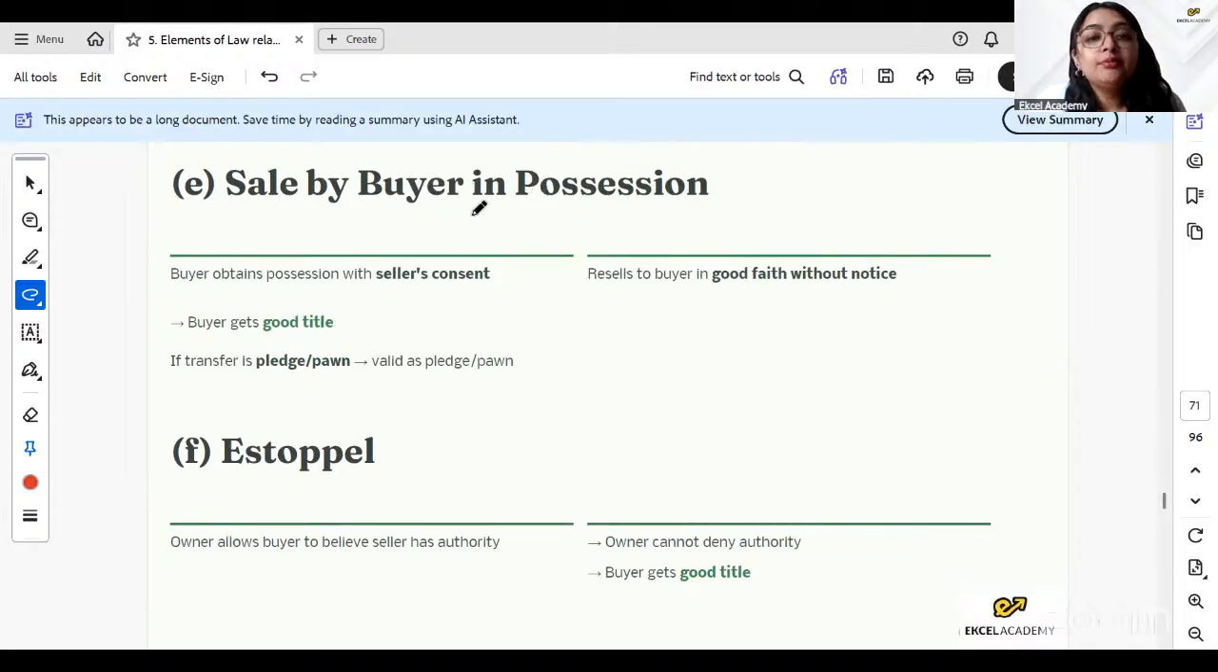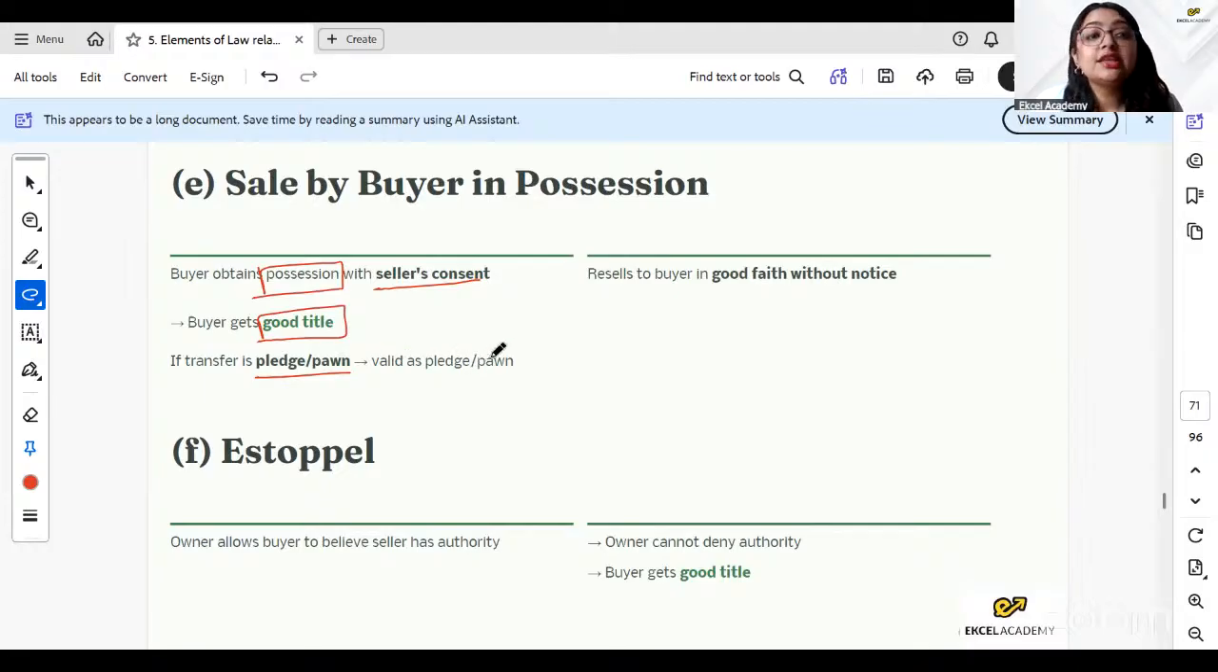Okay, sale by buyer in possession. Let's say, for example, the buyer obtains possession with the seller's consent. Again, please pay attention to the fact that we are talking about possession and not ownership. Then he resells it to a buyer in good faith without notice. Your buyer will get good title. So if your transfer is pledge or pawn, it will be valid as pledge or pawn.